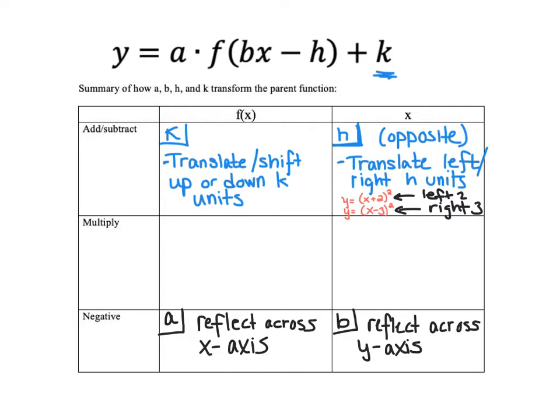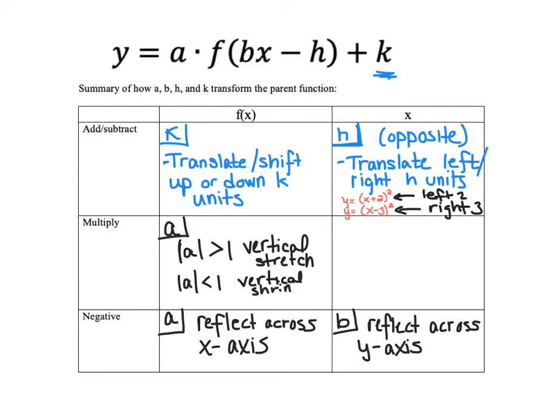Now, when we talk about multiplying, the value that also affects multiplication of your y's is your a value again. But I've already talked about if it's negative, so we're going to break this into two categories. The magnitude of a is going to affect whether you have a vertical stretch or a vertical shrink. So if the absolute value of a is greater than 1, you have a vertical stretch. Whereas if the absolute value of a is less than 1, you have a vertical shrink. Sometimes that's called a vertical compression, and this is always by a factor of whatever a is, by a factor of a.